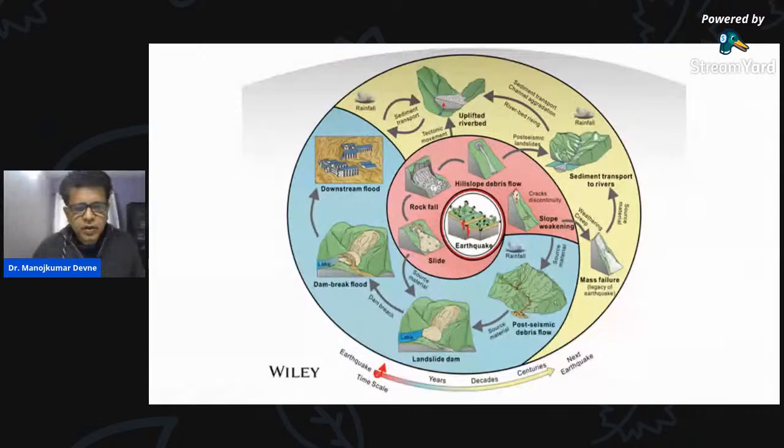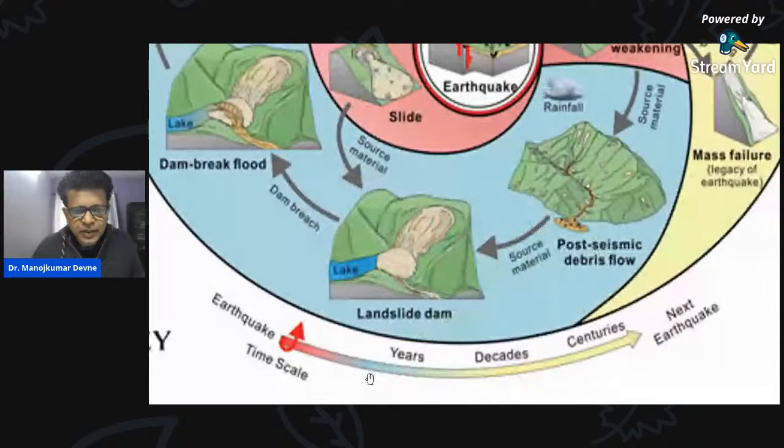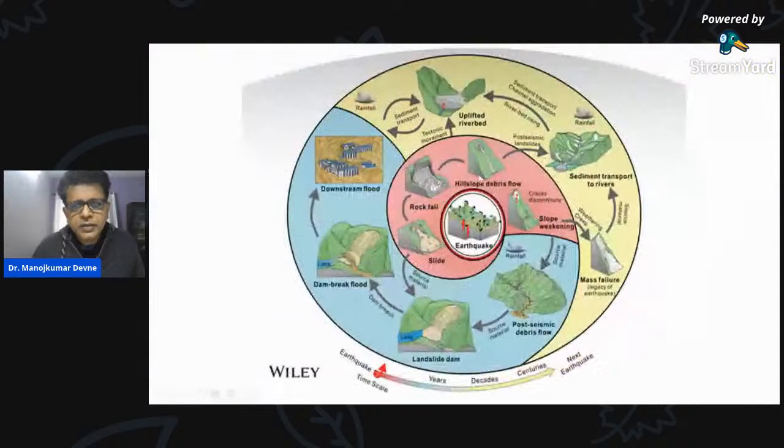Then if you see the bottom of the diagram, I just enlarged it for you all. You'll see the earthquakes time scale: what should happen in years, what should happen in decades, and what should happen in centuries. That is how you need to read this particular diagram. Everything that we have explained earlier, which of these is going to happen immediately, which will take some time, and which could take much more time. So this is as far as earthquakes are concerned.